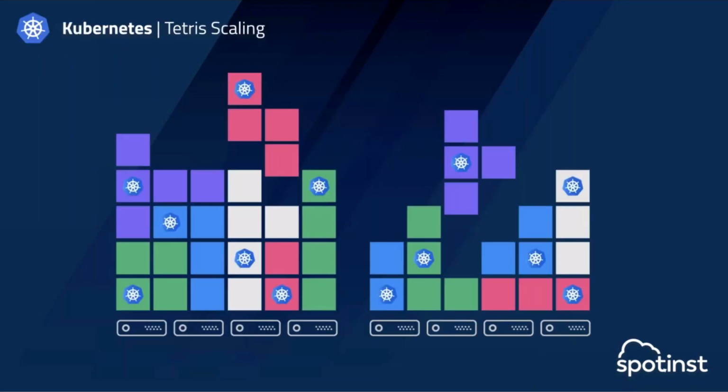A more sophisticated way to do it will be to do some Tetris scaling. We'll use a few instance types and a few sizes, and use the right instances at the right time in a bit more of a sophisticated way. With that, we also have some challenges.